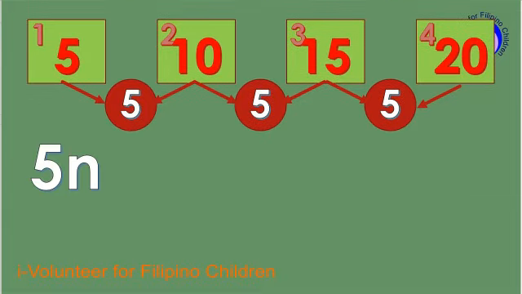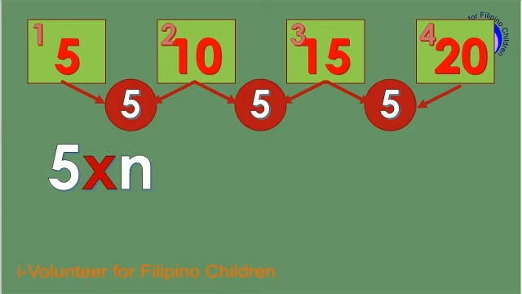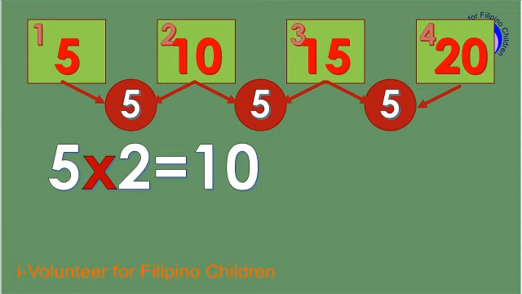In the formula 5n, let n be the number of the term. For the first term, we will substitute n as 1, so 5 times 1 is equal to 5. How about term number 2? Let's try doing it. 5 times 2 is equal to 10. Is the formula giving you the right answer?